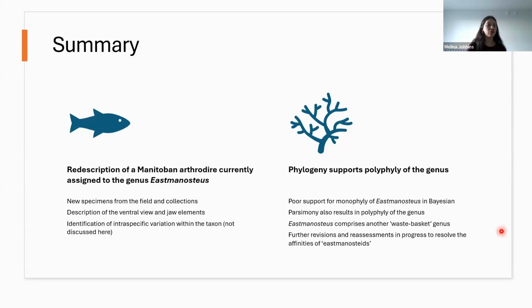And as I've mentioned regarding the phylogeny, we have a strong support for, not monophyly, polyphyly, like in the title, sorry about that, of the genus Eastmanosteus, in both methods, Bayesian and parsimony, which kind of means that we basically have another wastebasket taxon, unfortunately. And as I mentioned, there are a lot more revisions coming, and that will need to be made to reassess all this with more accuracy.